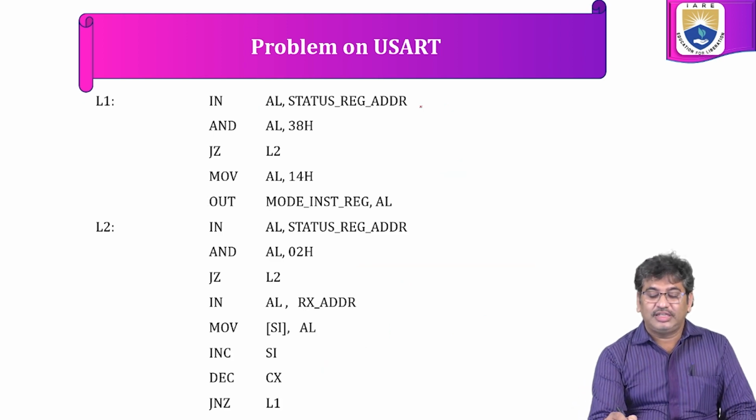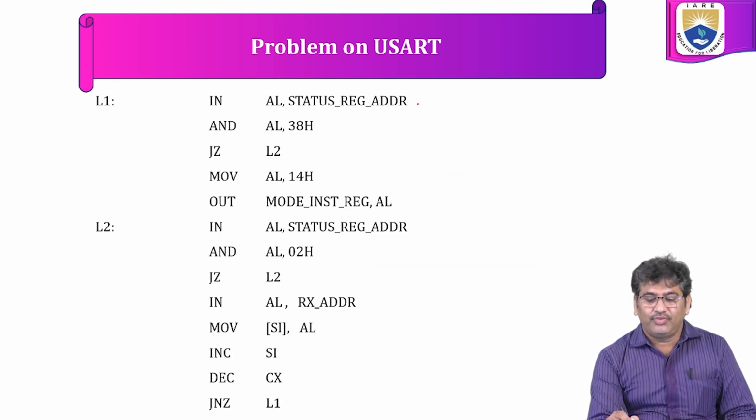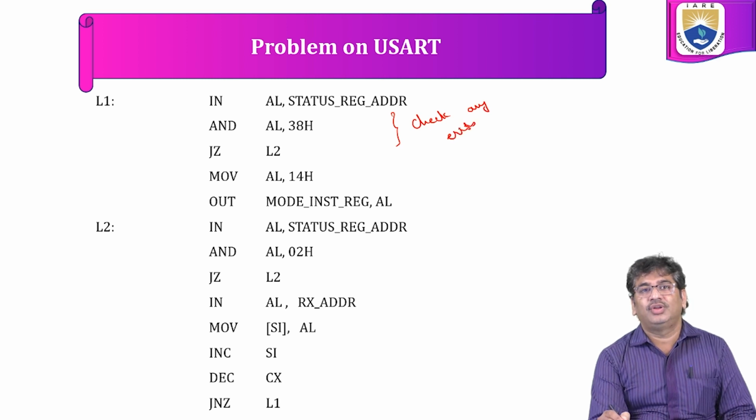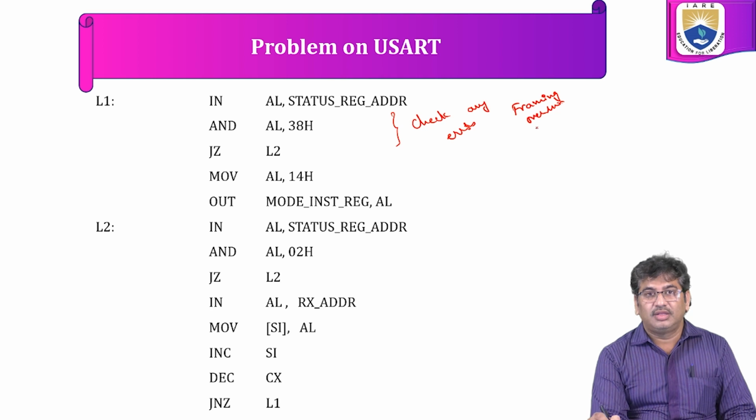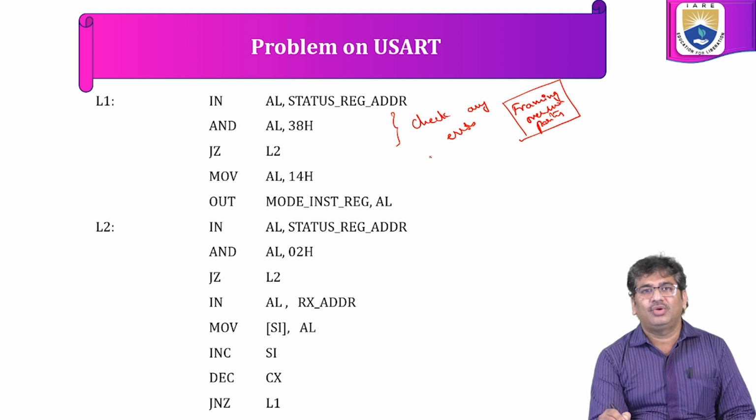Then we will read the status register. The first status register read is for checking whether any error is there or not. There are three types of errors that will occur during the receiving time. One is a framing error. Next, overrun error. The third one is parity error. So if any one of these errors has occurred, then we have to clear them. Otherwise, we can go for checking the readiness of the receiver.